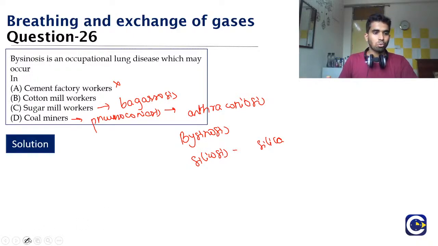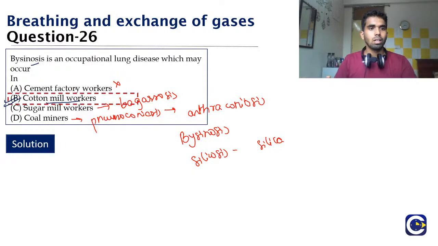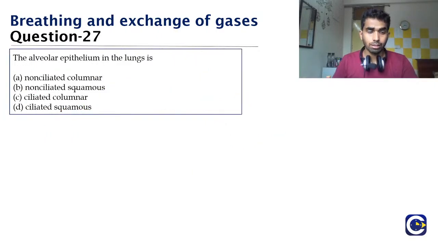And what is that one option? Yes, all of you. So Session-12-Breathing is caused by an agent, that is cotton. There is a dust present in the cotton that causes Session-12-Breathing. So it is commonly seen in cotton mill workers. So the correct answer is option B, as Akshaya has rightly pointed out. Now coming to question number 27.